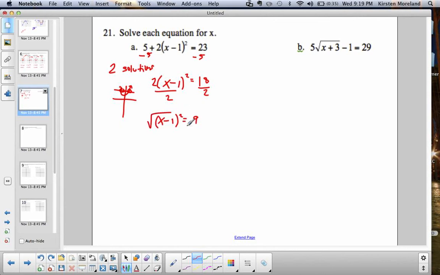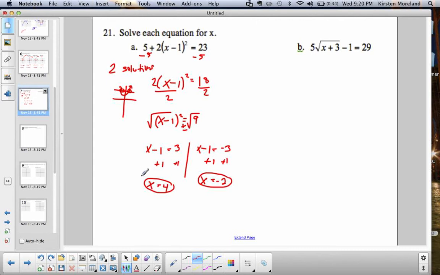Now I can square root. So I get x minus 1 equals, the square root of 9 is 3 and negative 3. So this is where you get that plus and minus coming into play. So when I finish solving this, I add 1. My first solution is x equals 4. I add 1 to this one. My second solution is x equals negative 2.